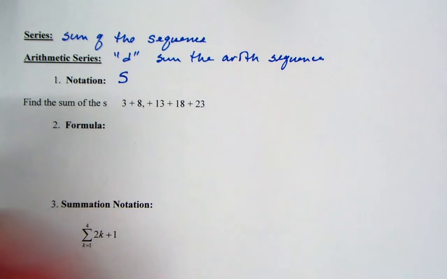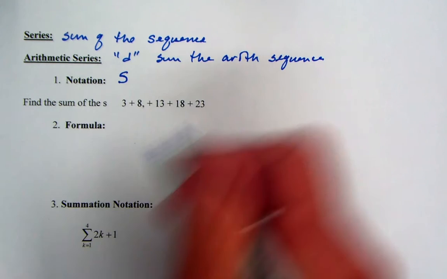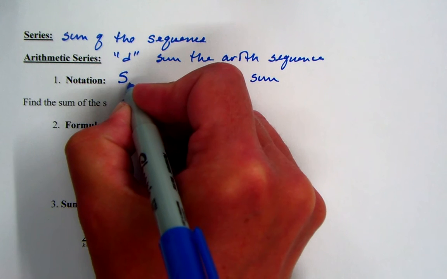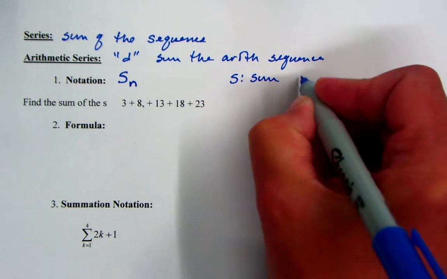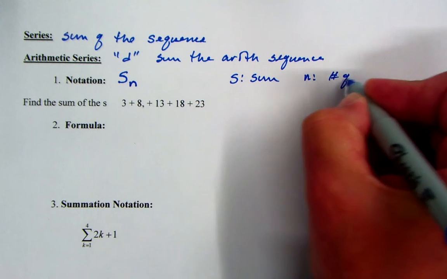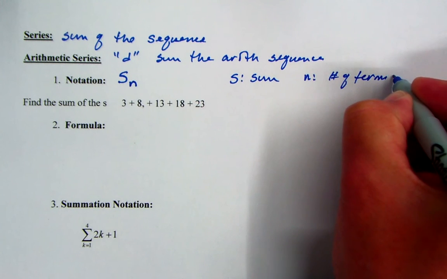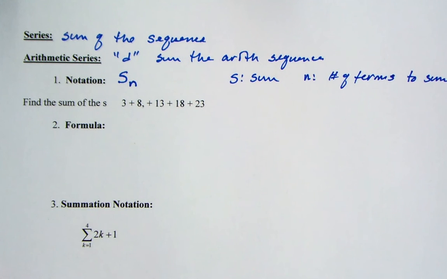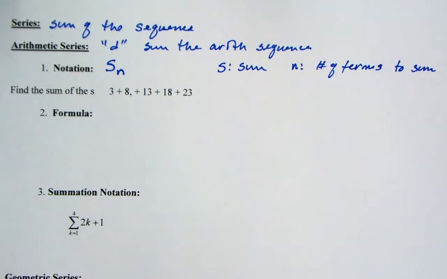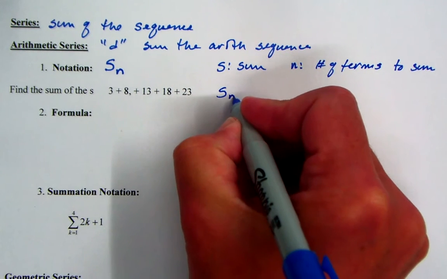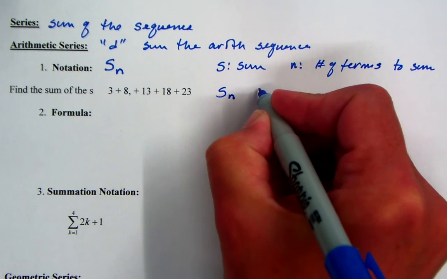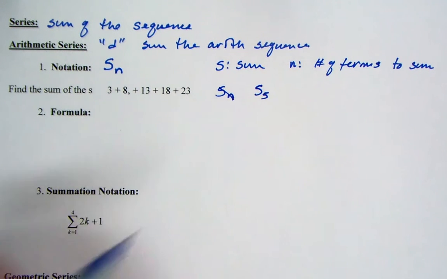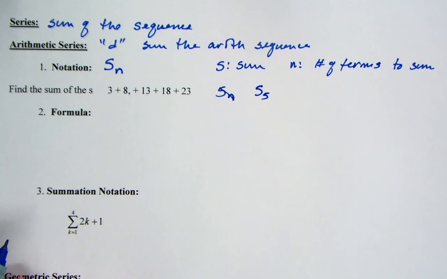So we have notation. We use the letter S. S stands for sum, that's why we put S there. And then we put this little subscript N, and N is the number of terms to sum. Okay, so if I take a look at these 5, I'm going to sum these 5. So S of N is going to be S sub 5. So I can specifically state it for that, and I'm just going to total those up.